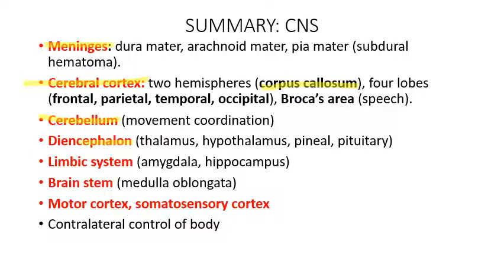The diencephalon controlling the body mainly by the hypothalamus telling the pituitary gland to release different hormones. The limbic system is responsible for aggression, as well as, more importantly, responsible for memory consolidation. Right? The brainstem is responsible for rudimentary functions like heart rate and depth of breathing. The motor cortex and the somatosensory cortex we discussed, controlling the body, and the fact that the right half of the brain, the right hemisphere, controls the left side of the body and vice versa.